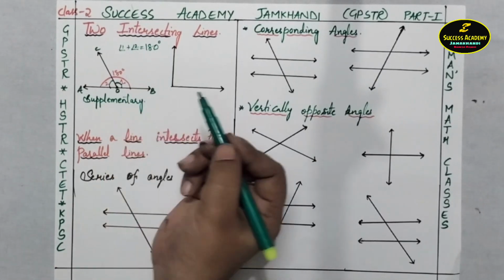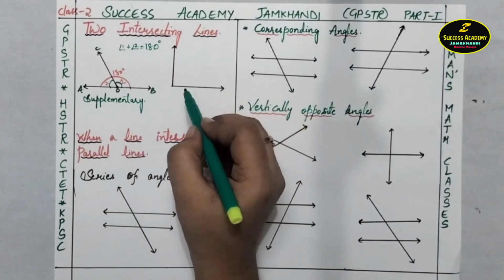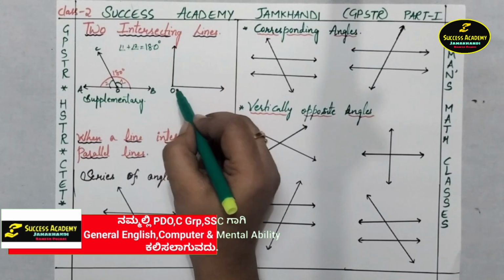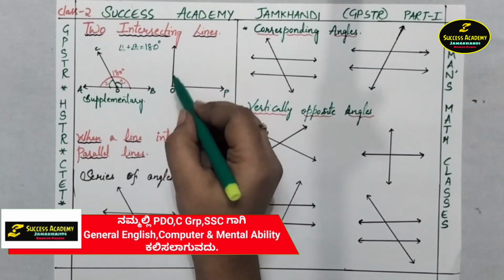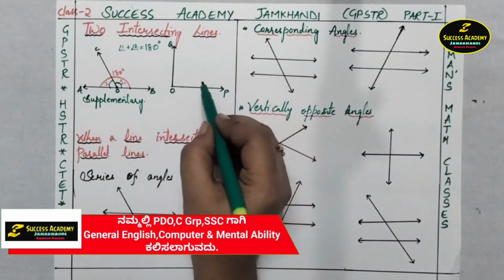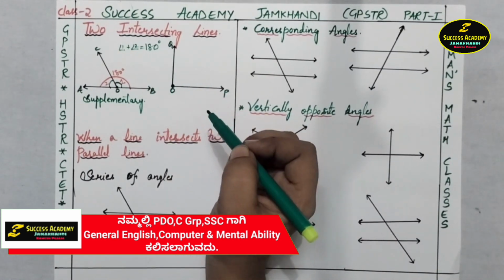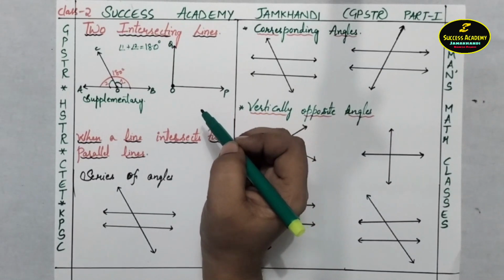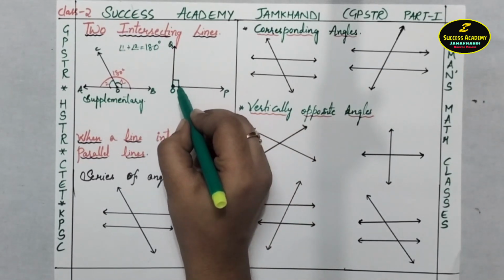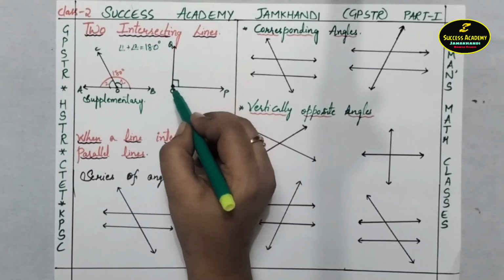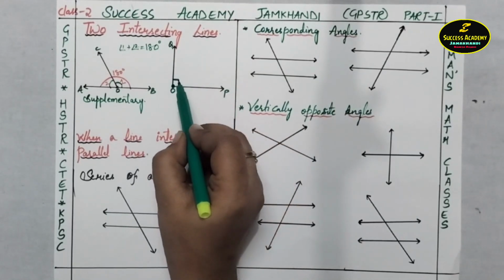Similarly, moving to the next point, there are another two lines here, one named OP and another named OQ. The lines OQ and OP meet at the common point O, and we can easily see it is a right angle. They are perpendicular to each other and form a right angle.